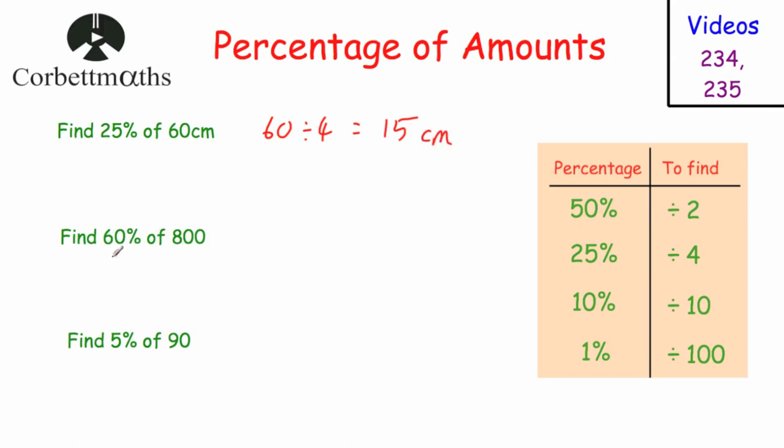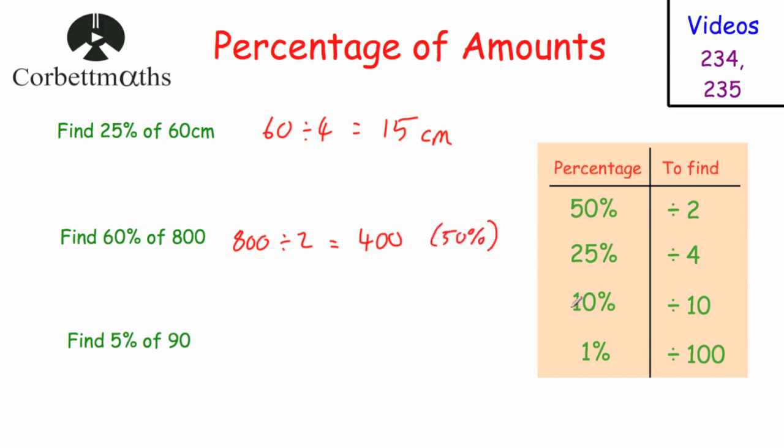Okay, our next question says, find 60% of 800. So what I'm going to do is find 50%, find 10%, and then add them together. So if we take our 800 and divide it by 2, we will find 50%. So 800 divided by 2 is equal to 400. So that's 50%.